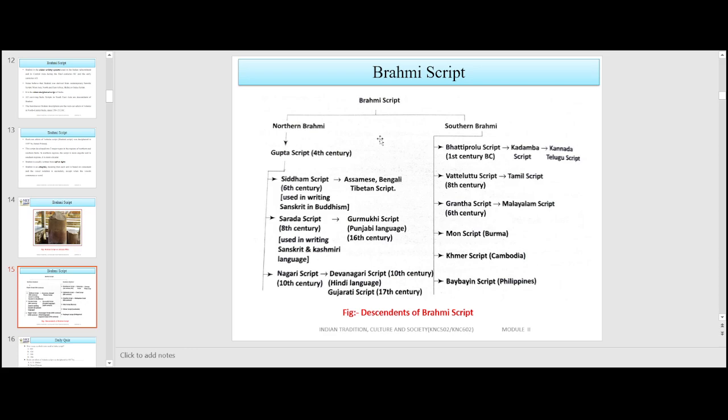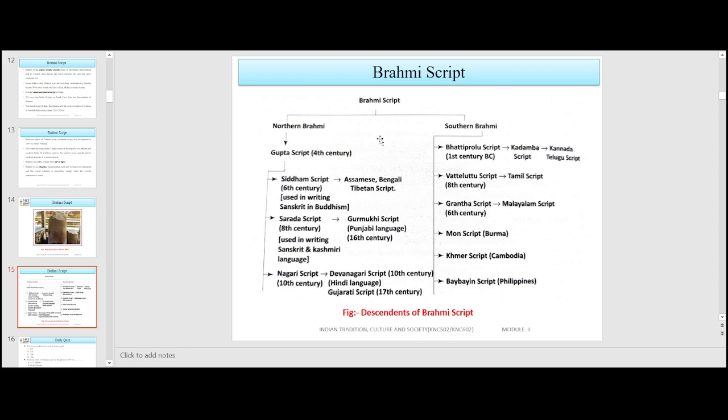Grantha script was widely used from the 6th to the 20th century by Tamilians in South India to write Sanskrit. Tamilians used this script to write Sanskrit. So you can see the beauty of the Brahmi script. The descendants are used currently, so it is known as the mother of most of the Indian scripts.